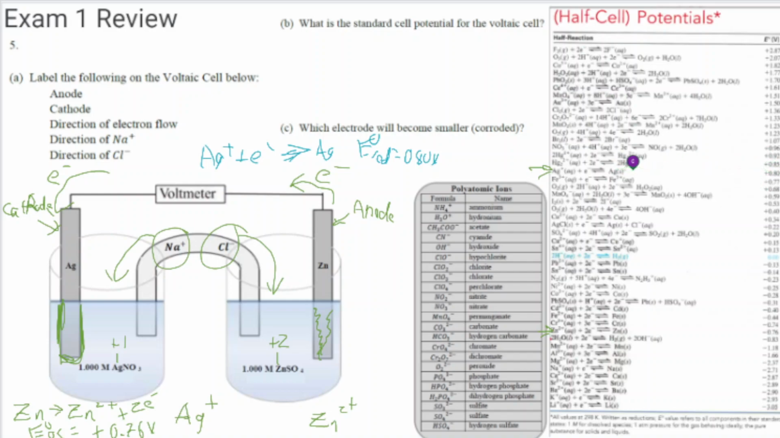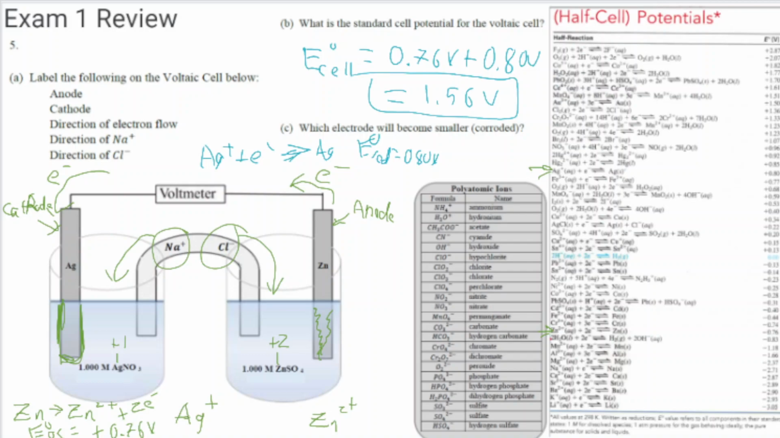All right, so when we write our cell potential, our standard cell potential is going to be the sum of those two. So we'll have 0.76 volts plus 0.80 volts. And when we add that together, that's going to be equal to 1.56 volts. Let's go rewrite that volt. All right, so that's our standard cell potential.